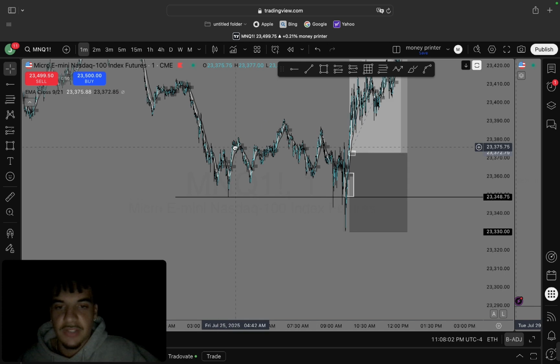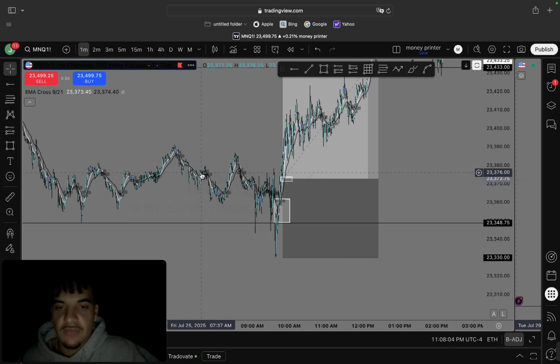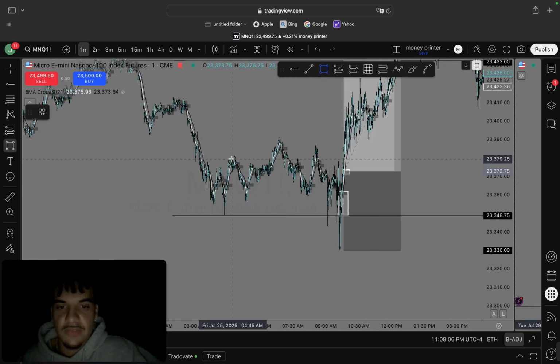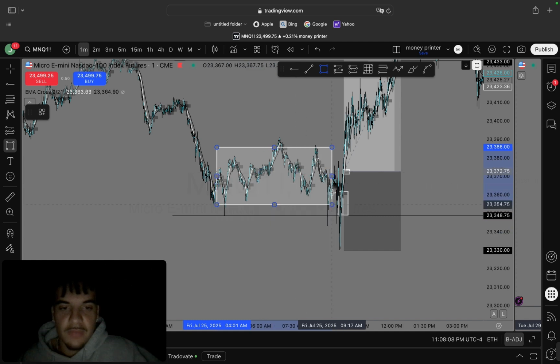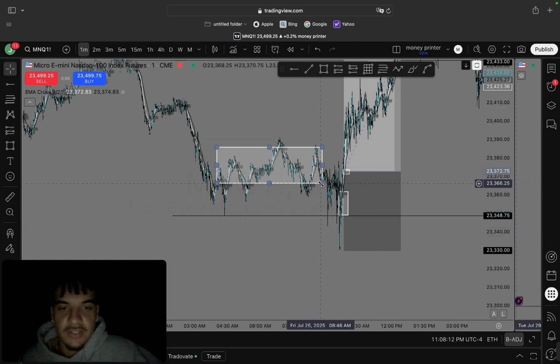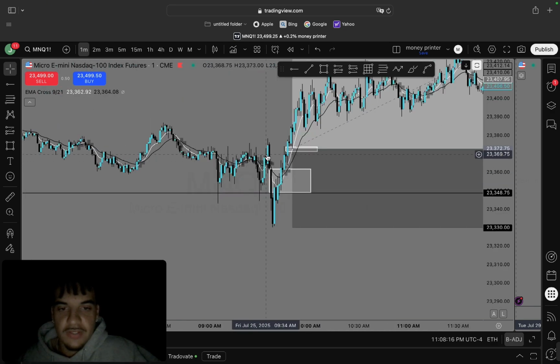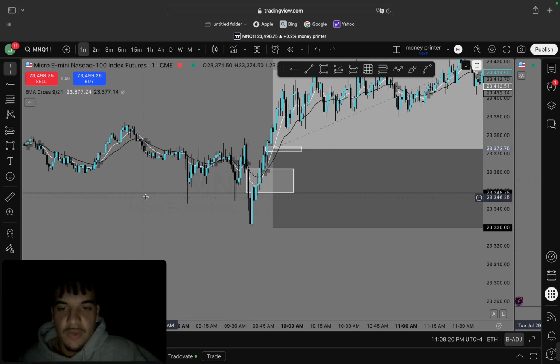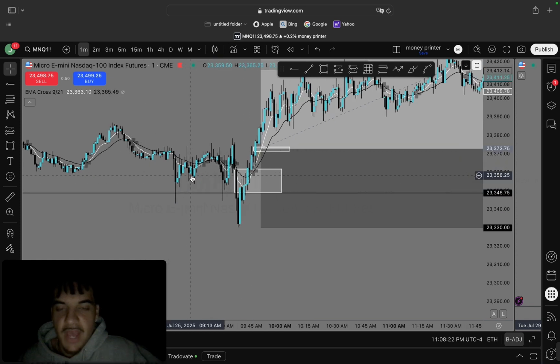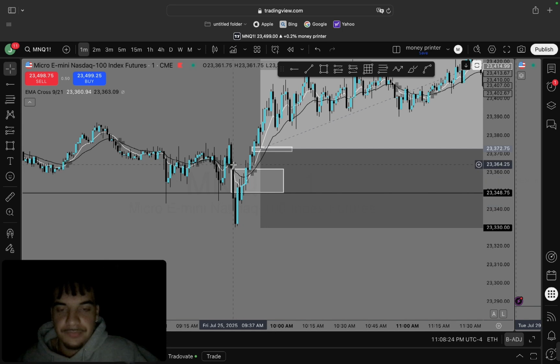So just to break this down again, you can see we have kind of accumulation within here, right? We come down, manipulate here. Boom, kind of take out London session low, and then we displace to the upside. So right here you can see we manipulate down to take out these internal relative equal lows while sweeping London low at about 9.